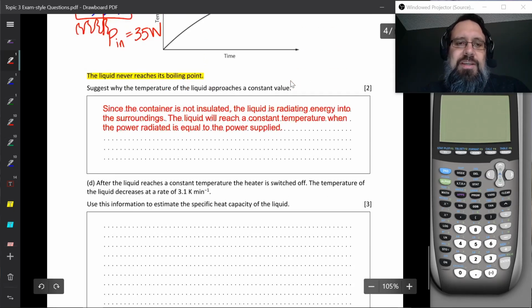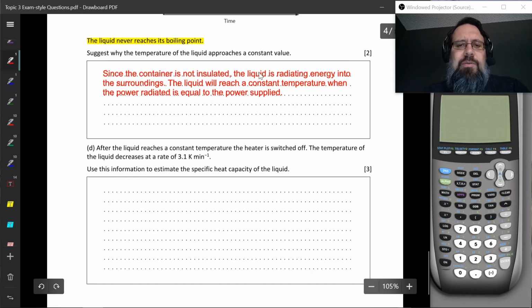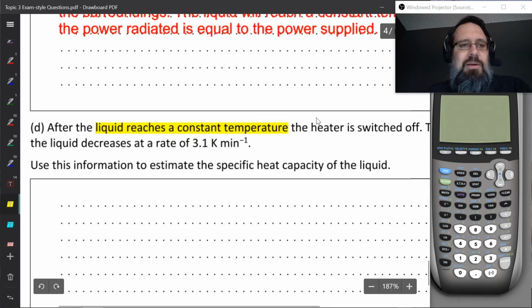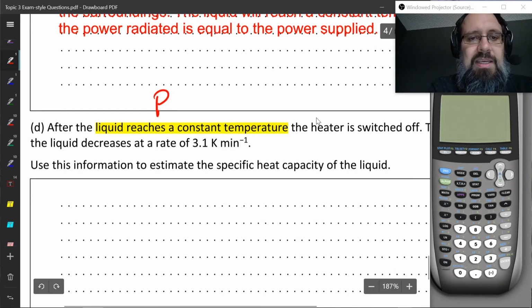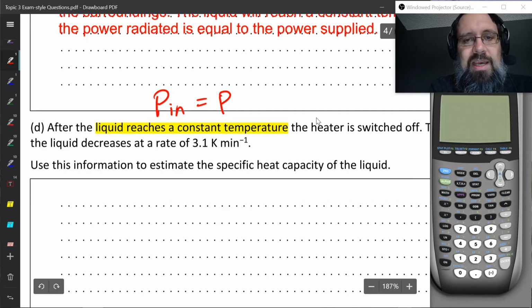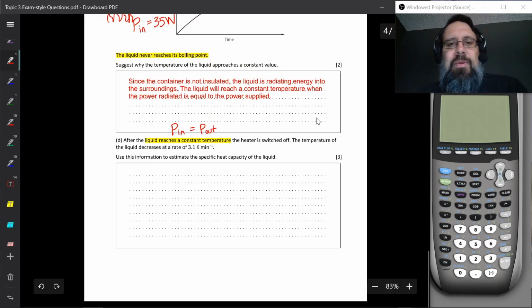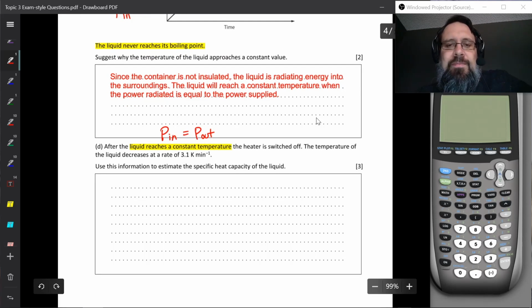Part D: after the liquid reaches a constant temperature. So what do we know is true at constant temperature? What we know at constant temperature is that the P in is equal to the P out. Very important to remember that. You can't solve this question without knowing that.